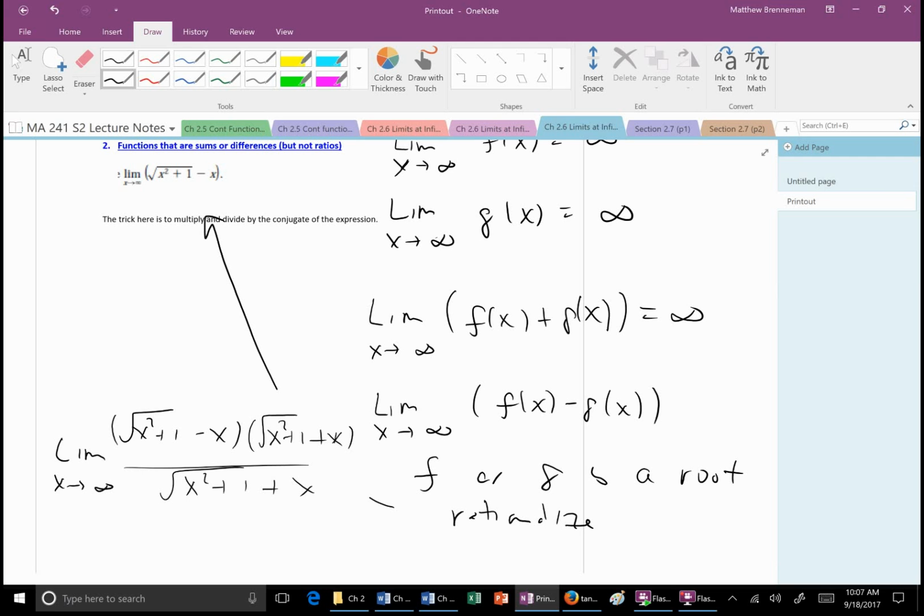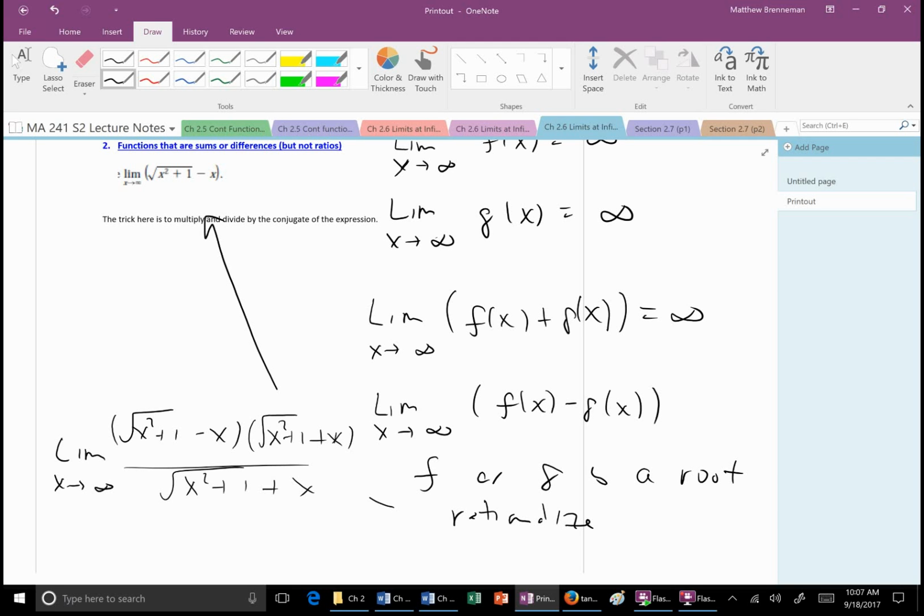So here I'm going to get rid of that squared, and here what's going to happen is I'm going to have two things that are both going to infinity being added. And that's good, because 1 over infinity, I know how to deal with. That's going to be 0. So that's the rationale behind that.